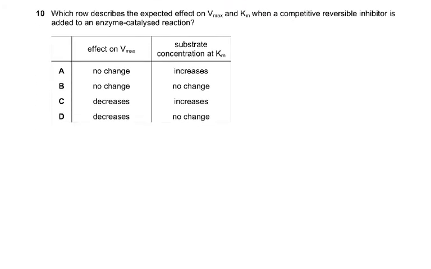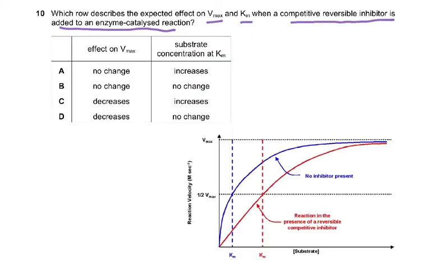Then we come to question number 10. Which row describes the expected effect on Vmax and Km when a competitive reversible inhibitor is added to an enzyme catalyzed reaction? Now I've added a diagram here for you all to understand what would happen if a competitive inhibitor is added. As you can see, this was the Km originally. Now when we added a competitive inhibitor, it does reach the Vmax, but at half Vmax, what has happened to the Km here?